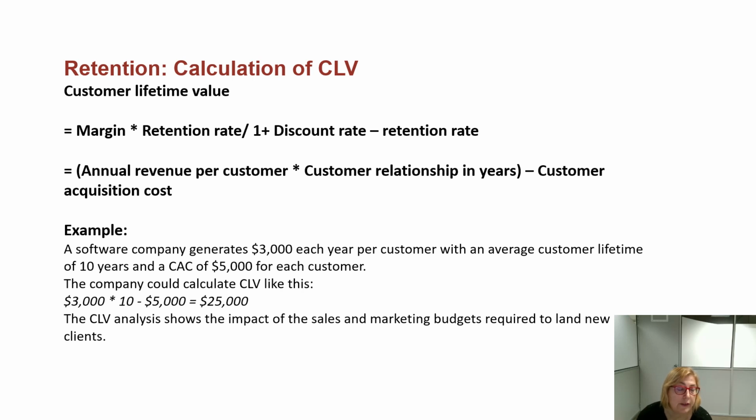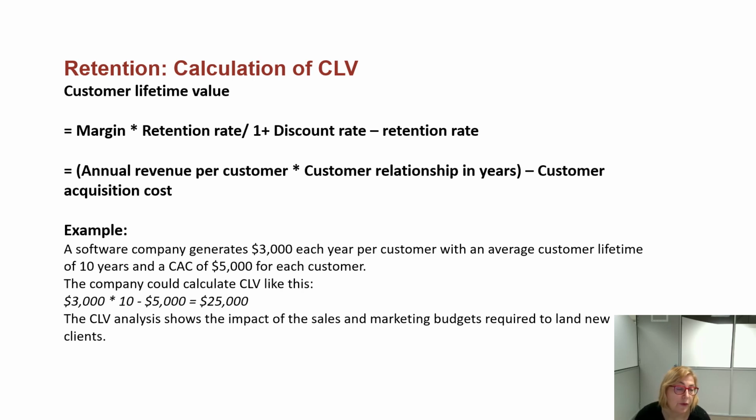One of them is to use a margin and multiply it by the retention rate, divided by 1 plus the discount rate minus the retention rate. Another formula is the annual revenue per customer multiplied by the customer relationship in years, minus the customer acquisition cost.